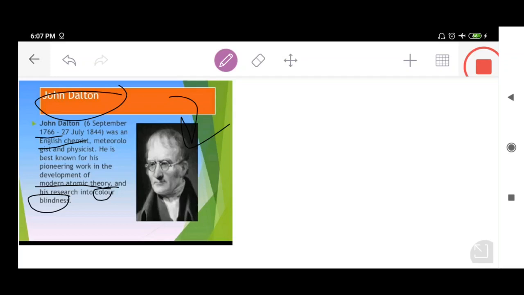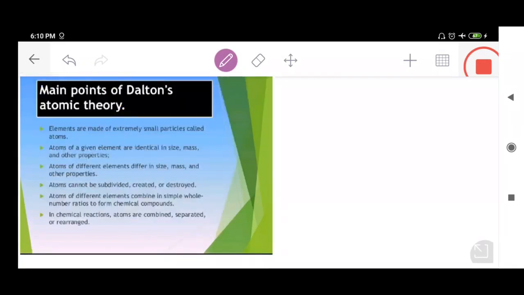So students, let's discuss Dalton's atomic theory. What is this Dalton's atomic theory all about? These are some of the main postulates of Dalton's atomic theory given below.